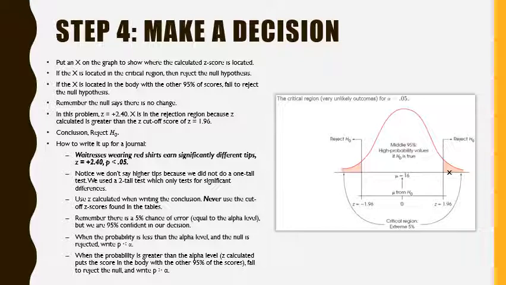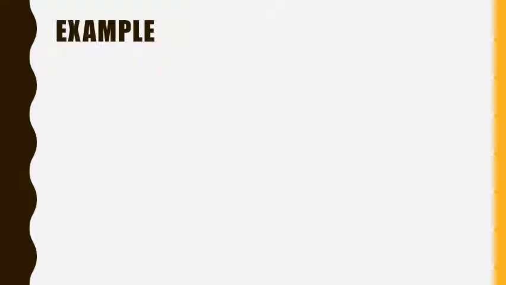When the probability is less than the alpha level and the null is rejected, we write probability is less than whatever the alpha level is, in this case 0.05. When the probability is greater than the alpha level, this is when z calculated puts the score in the body with the other 95% of the scores, we would fail to reject the null and we would write the probability is greater than the alpha level, because you're in there with the other 95% of the people. It's a really high probability you'll be there.